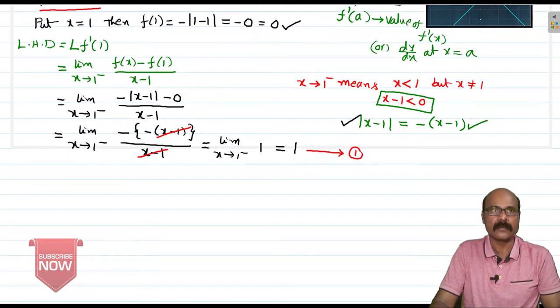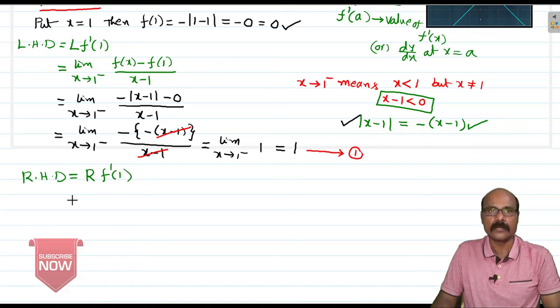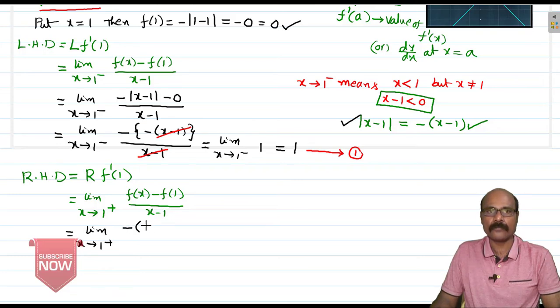So similarly, we can find right differentiability at the same point. So we will check here right hand differentiability. That is denoted as R f dash of 1. That is equal to, as per definition, limit x tends to 1 plus, f of x minus f of 1 by x minus 1. Now that is equal to limit x tends to 1 plus, what is f of x? Minus of modulus of x minus 1, minus f of 1 value 0, by x minus 1.